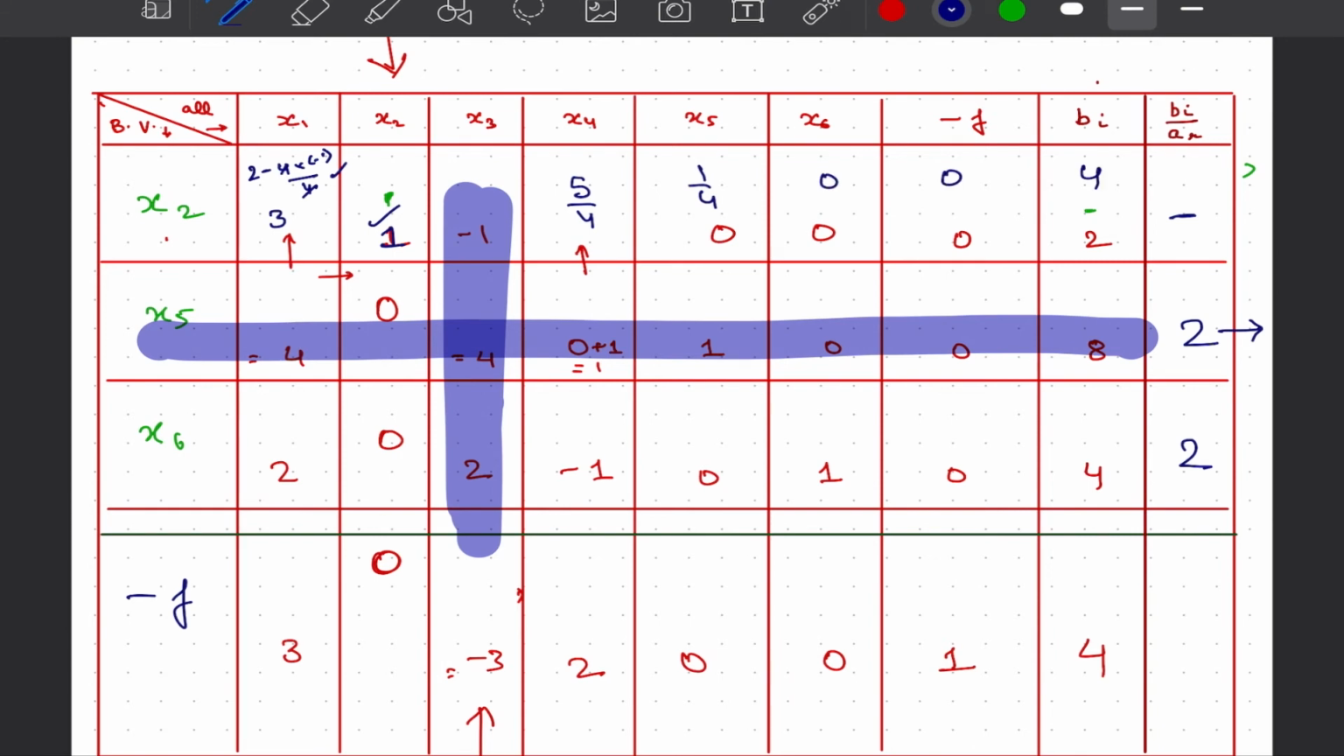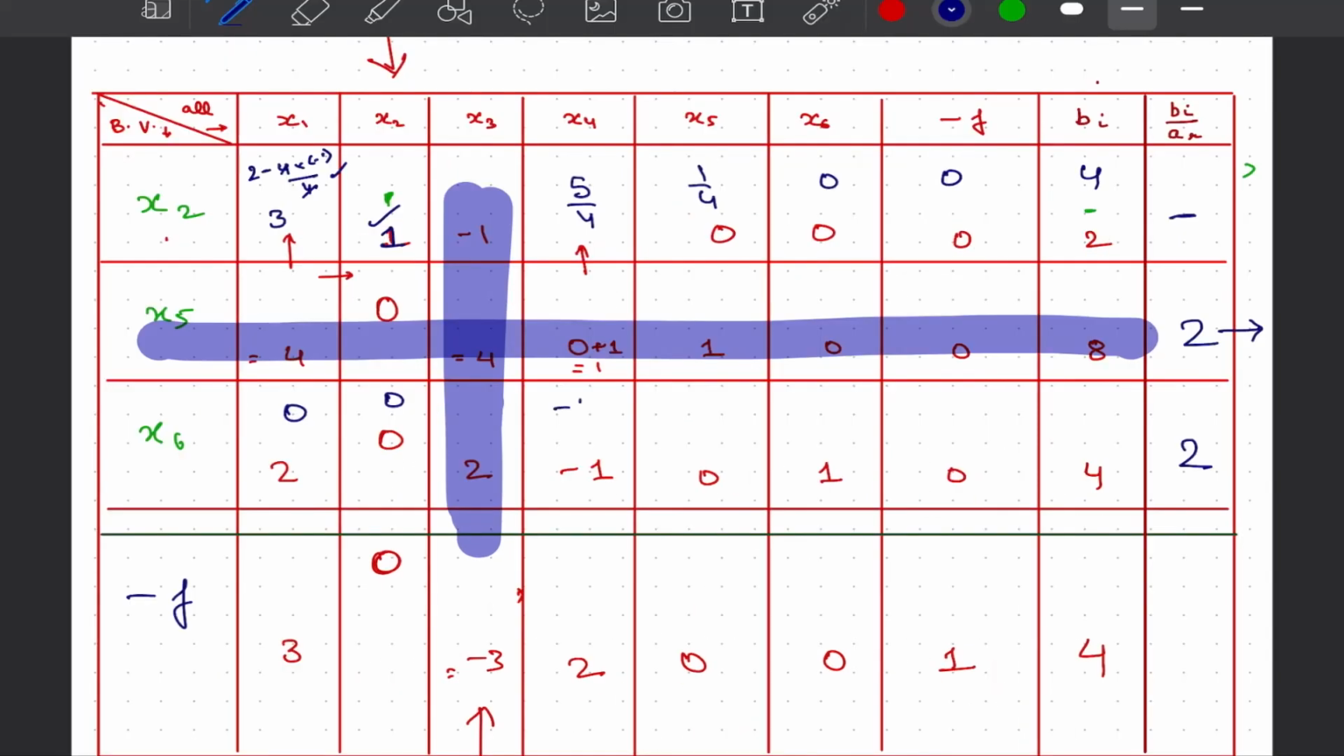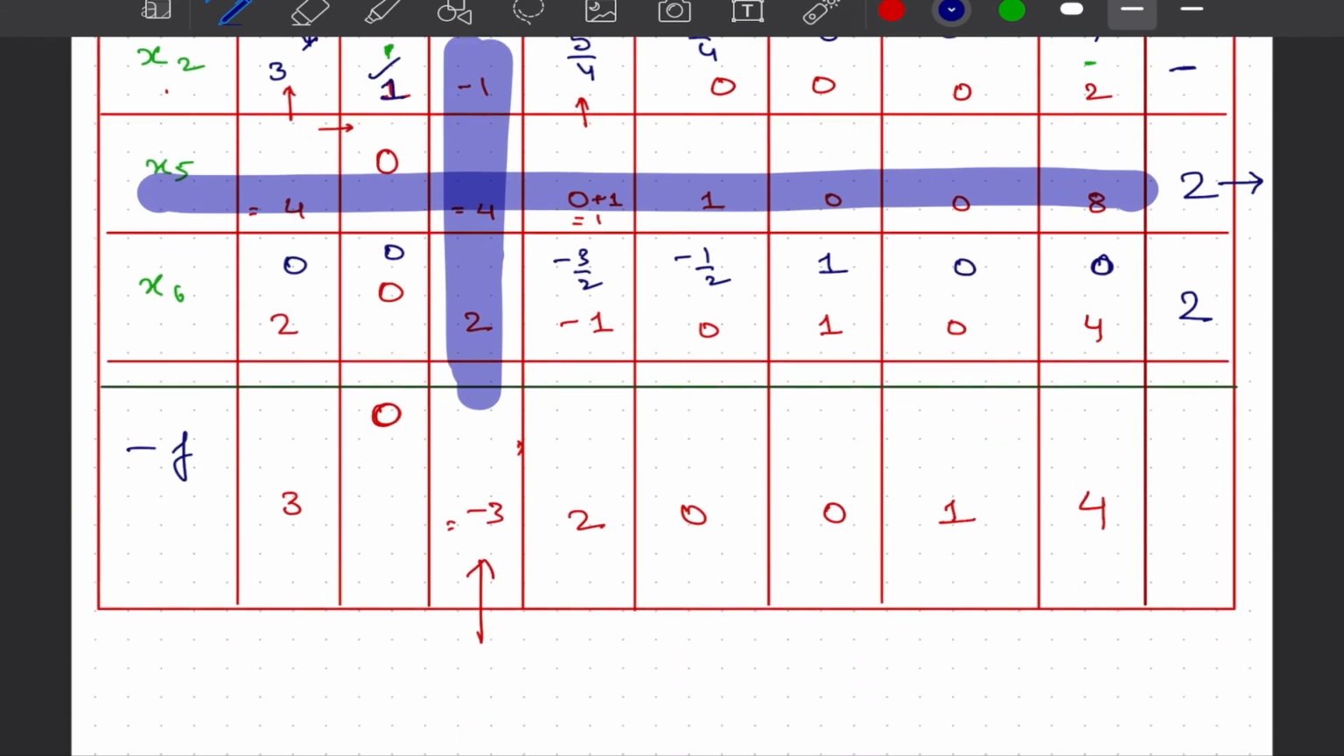We will come to the second row, which is our pivot row, later. So let's update this 2 first. This would become 0, this would become 0, minus 1 would be updated to minus 3 by 2, 0 would be updated to minus 1 by 2, this is 1, this is 0, and this is also 0.